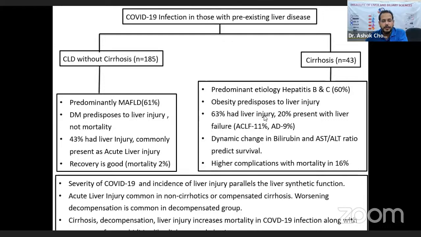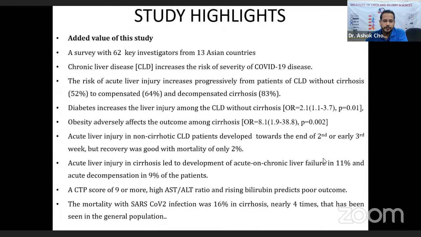Nearly 2/3 have a liver injury, and 20% go into worsening of liver disease, either ACLF in 11%, or acute decompensation in 9%, as per the APASL definition. And the dynamic changes in bilirubin and the AST/ALT ratio predict survival. And they have higher complications and mortality, which is close to 16%.